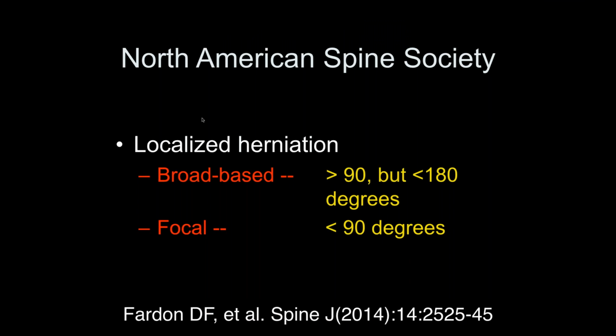Now, more important for what we're interested in are the localized herniations that are less than 180 degrees. According to this definition, if it's broad-based, it's greater than 90 degrees but less than 180 degrees. Typically, I like to use mostly less than 30 degrees and greater than 30 degrees, but their classification is if it's less than a quarter of the circumference of the disc, then it's considered a focal herniation.